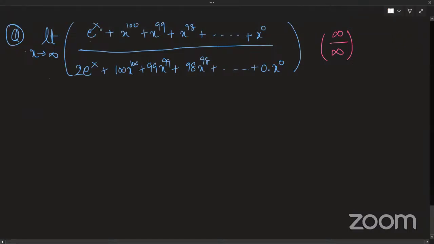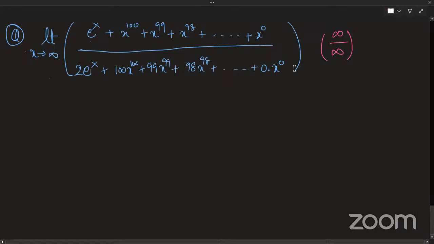So what will happen if you apply L'Hopital's rule again and again and again? E raised to x will be constant, I mean, it will be removed. And your polynomial will disappear after 100 differentiations, right? This long polynomial will disappear after you do differentiation 100 times.